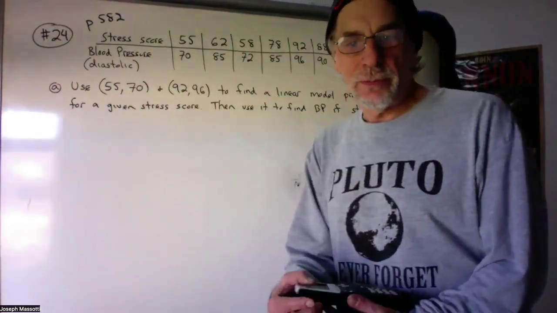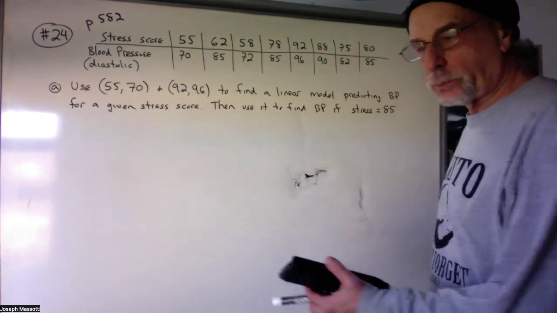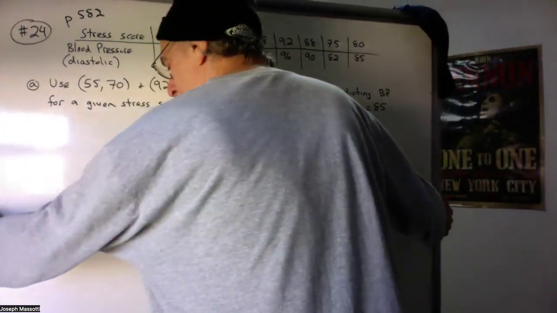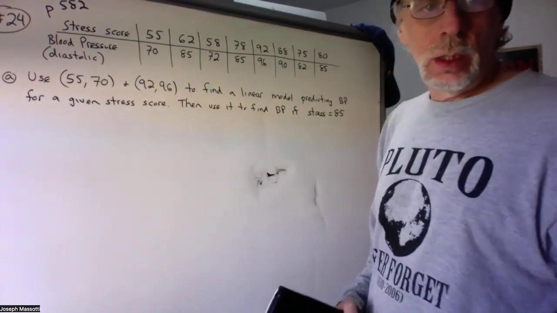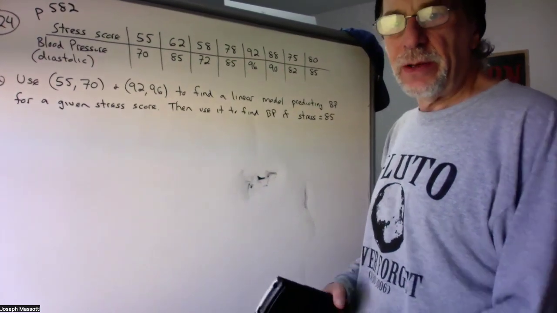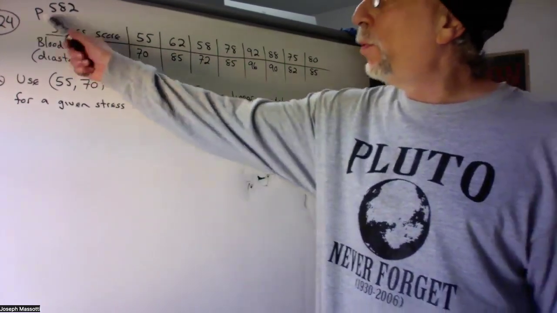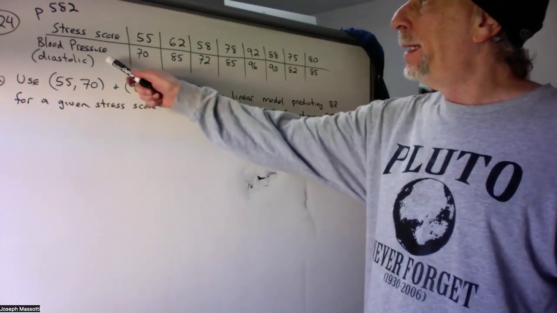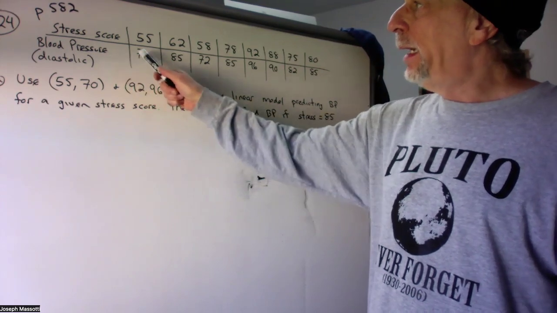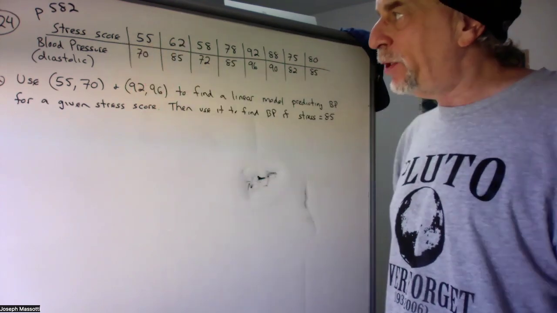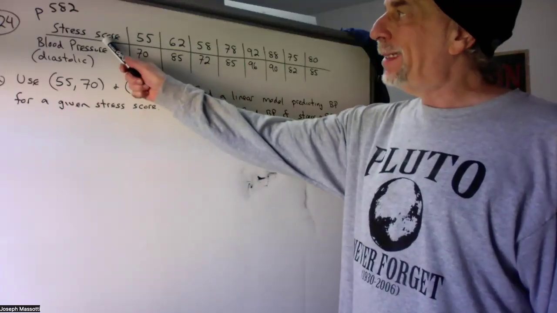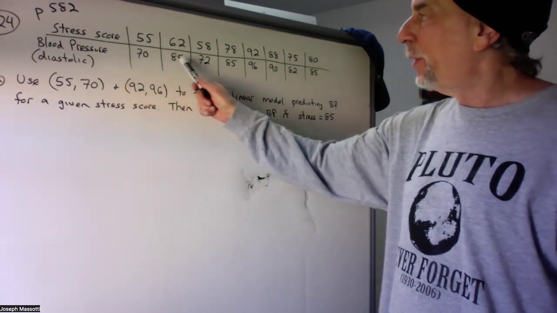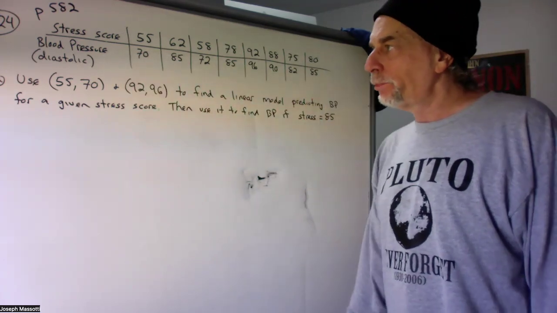This is another example from 10.3 having to do with creating linear models from some given information. So this one, number 24, page 582. We are looking at diastolic blood pressure given a score on a stress test.